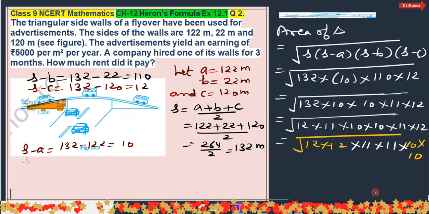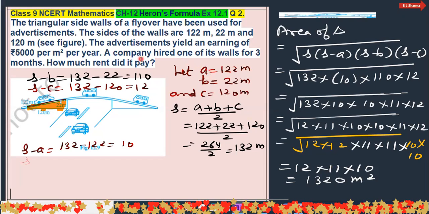इसका पेयर बन चुका है. We are having one pair of 12. So writing 12. We are having one pair of 11. So 11 outside. And we are having one pair of 10. So that is 10. So 12 into 11 into 10, that is 1320 meters square. So area of this triangular wall, this one, that is 1320 meters square. ये इसका area हो गया.